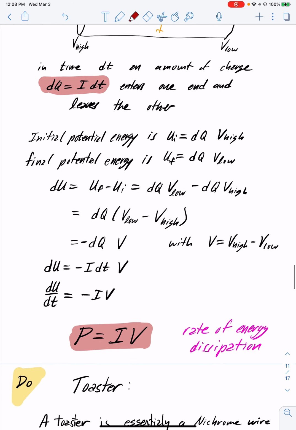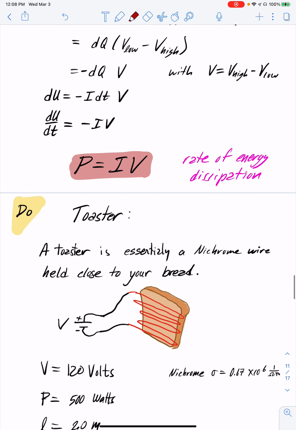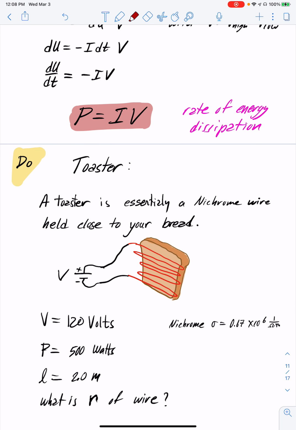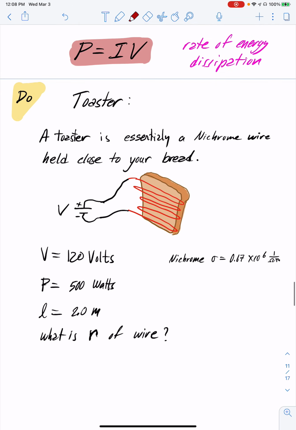So let's do an example. So suppose you have a toaster. A toaster is essentially a piece of semi-conductive wire held close to the bread with a large current through it. So let's think about a toaster. It's plugged into a 120 volt circuit. Toaster says it's 500 watts.